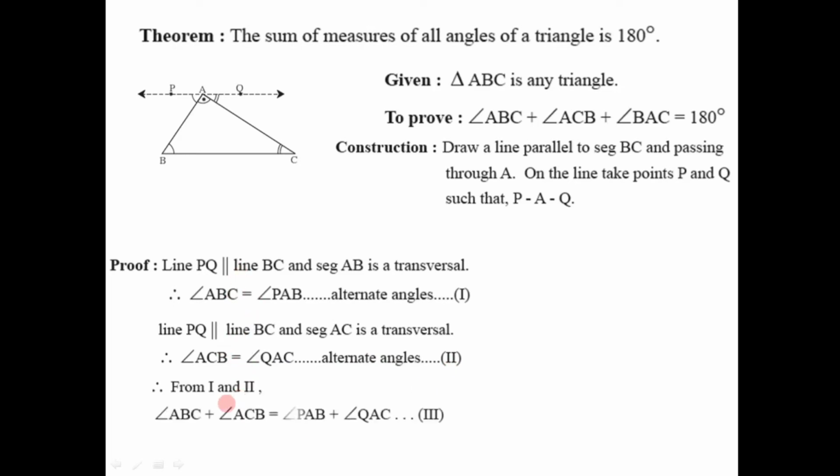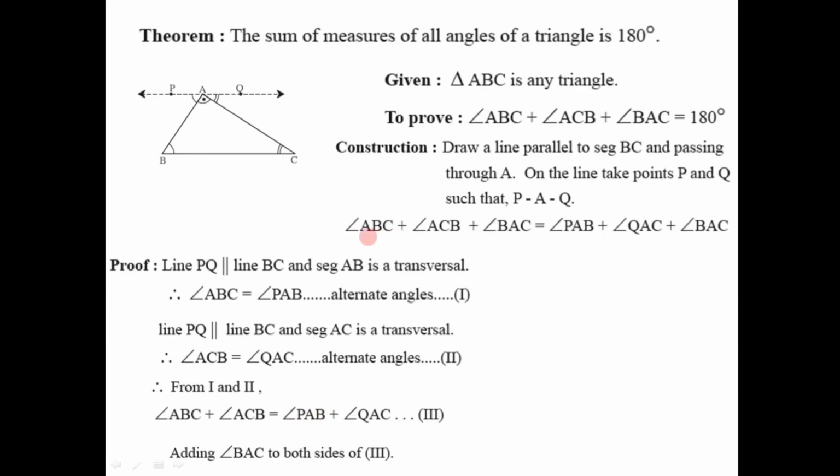Now we have to add equation 1 and equation 2. We add the left hand side to the left hand side and the right hand side to the right hand side. So the left hand side of equation 1 is angle ABC plus the left hand side of equation 2 is angle ACB. That is equal to the right hand side of equation 1, angle PAB, plus the right hand side of equation 2, angle QAC. We get this third equation. If we add angle BAC on both the sides, as we are adding the same angle on both sides, it will not make any difference to the equation.